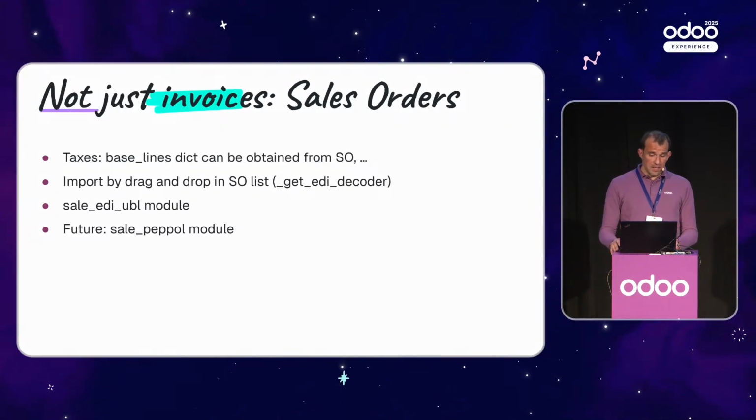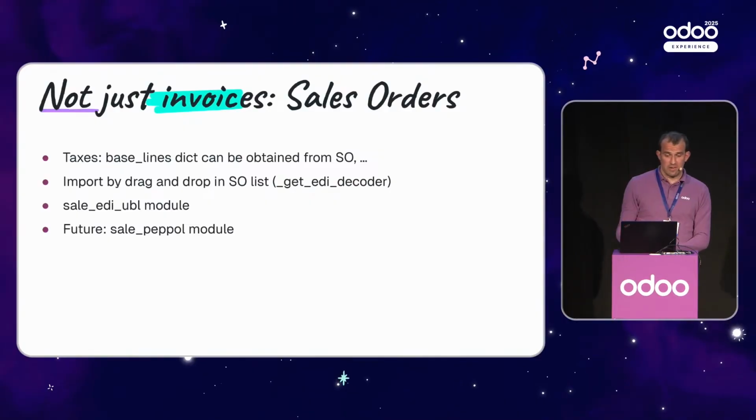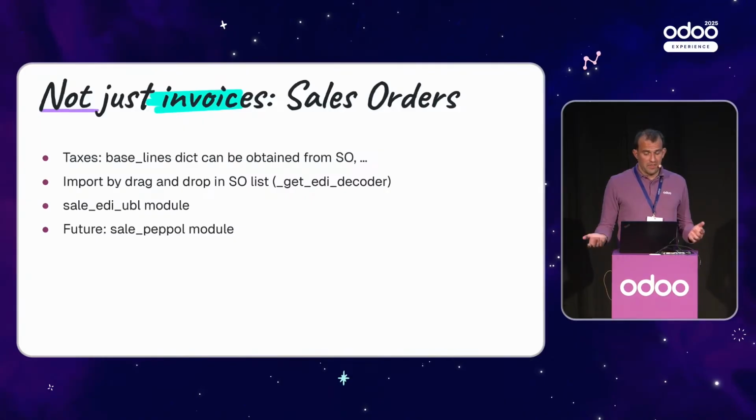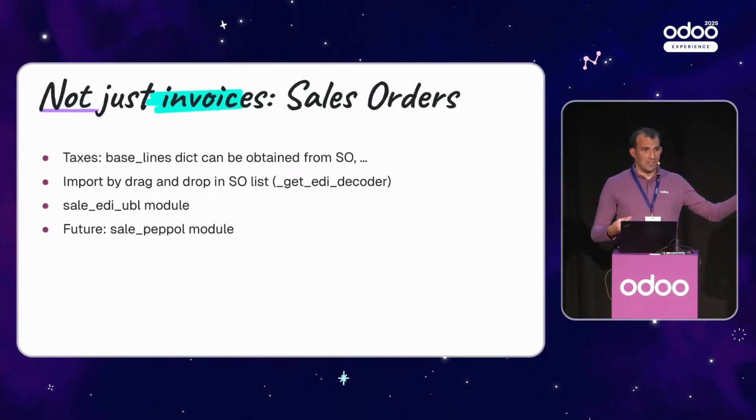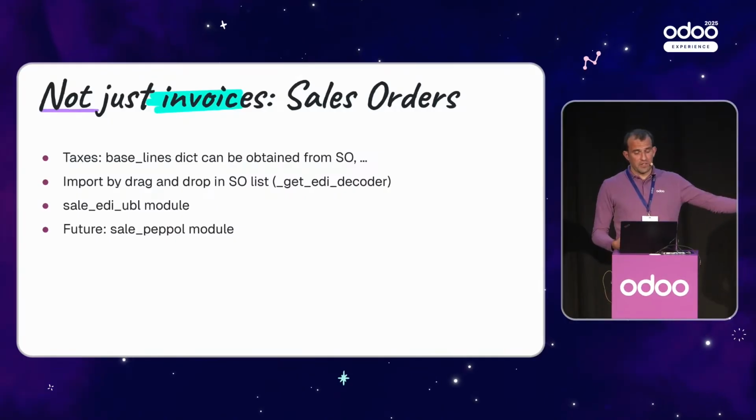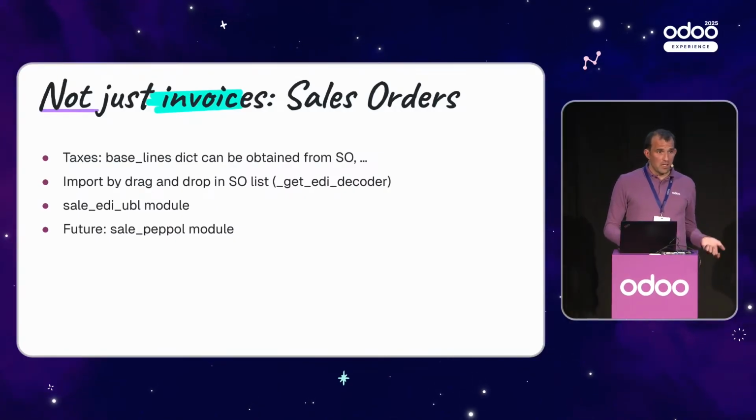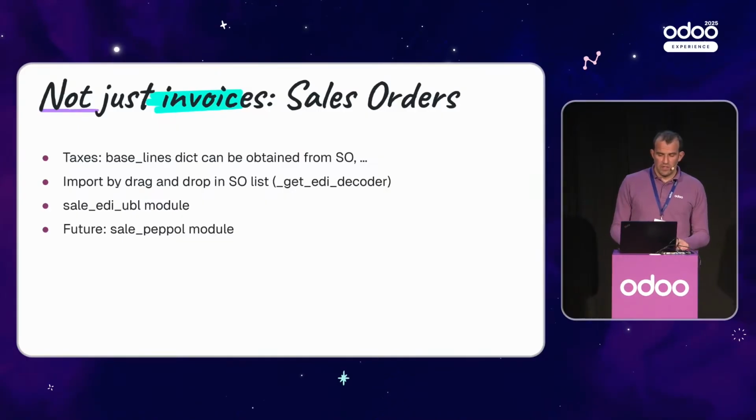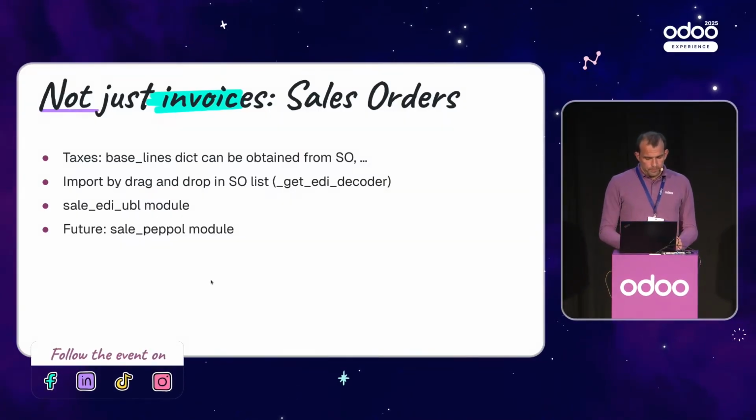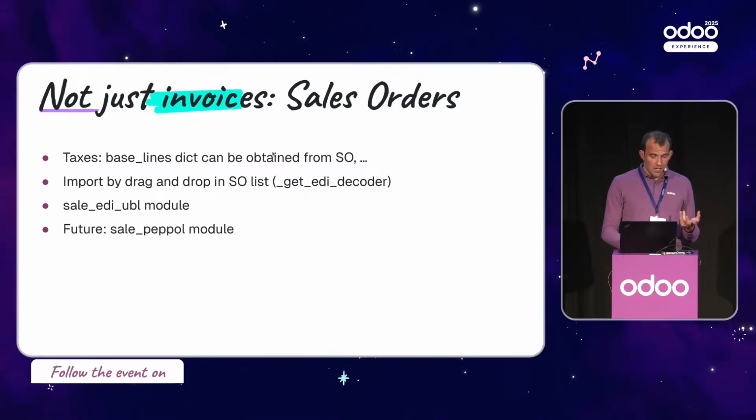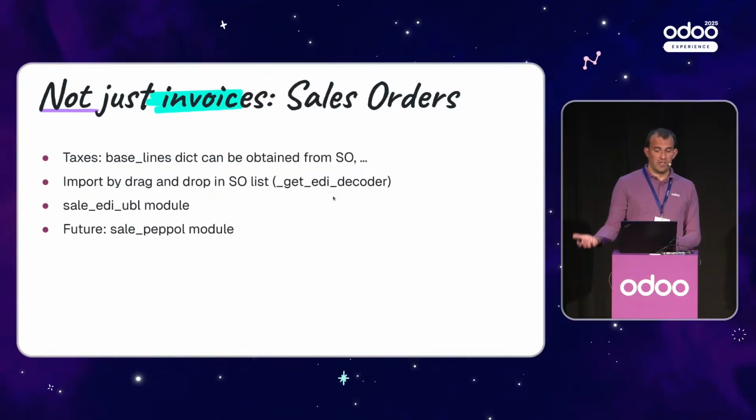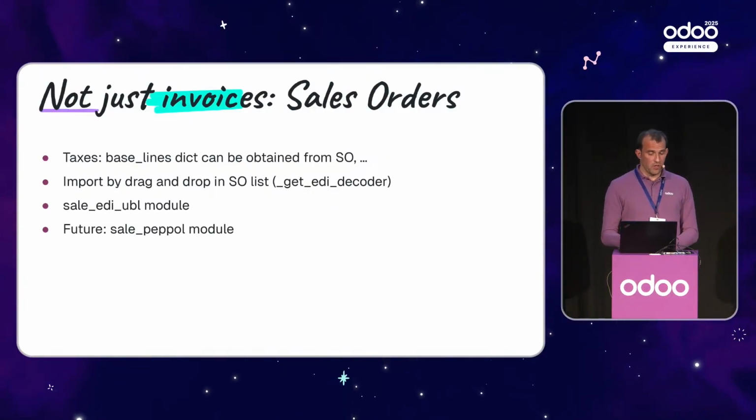Now you can go even further. You can apply it on sale orders and use the same logic, because those baselines from the tax calculation, you can take them from sales orders as well. By the way, on invoices, the same tax calculation is used for syncing dynamic lines between the accounting entry and the invoice. You see here that the same methods come back. So we also have a get EDI encoder for the import on the sale order.